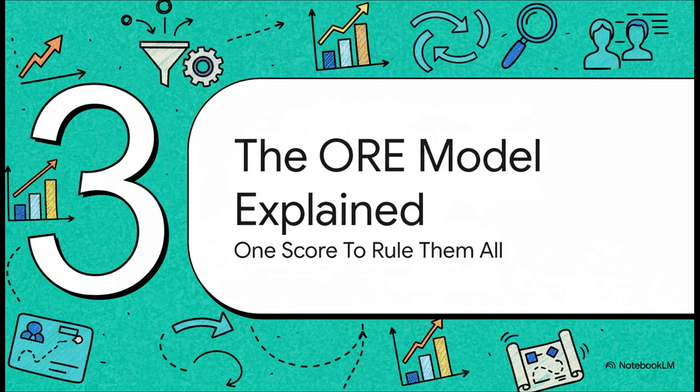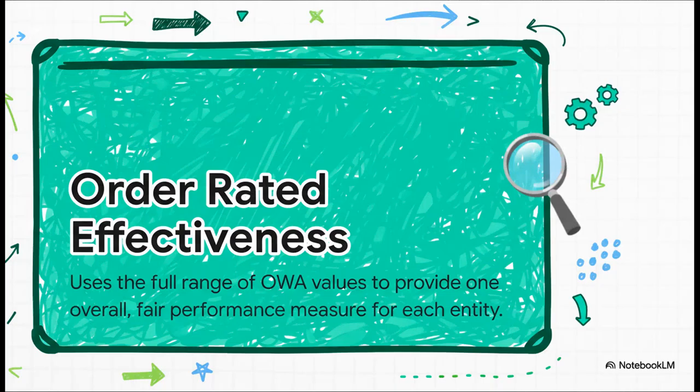Well, that is where our hero comes in, the Order-Rated Effectiveness Model, or ORE. It was designed for this exact situation, to solve the problem of these shifting ranks and give us one clear, stable score we can actually trust. So, how does it do it?